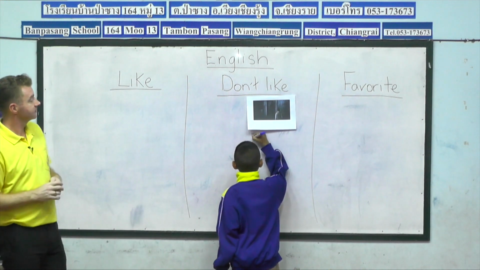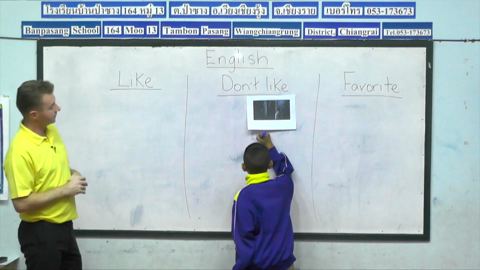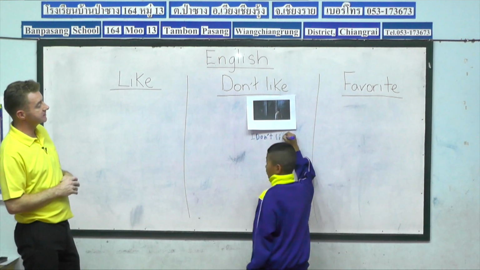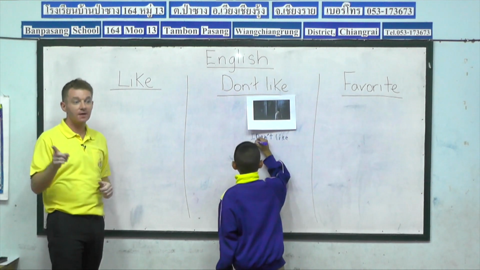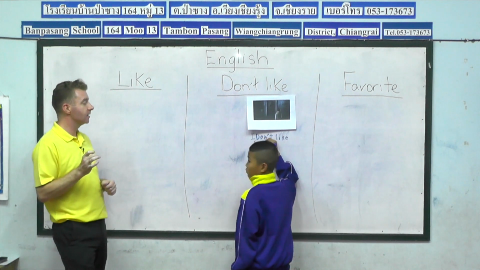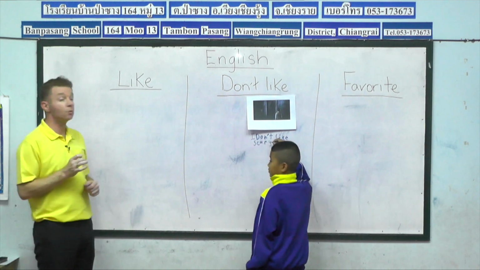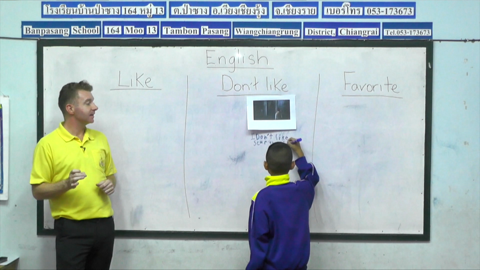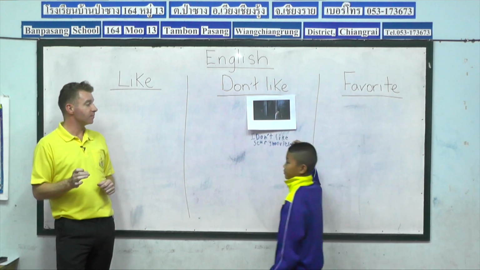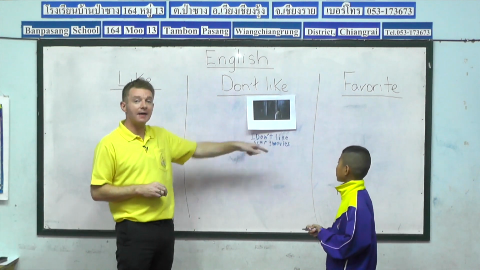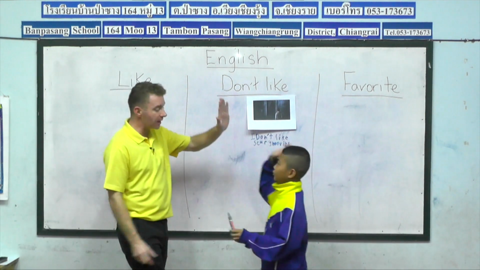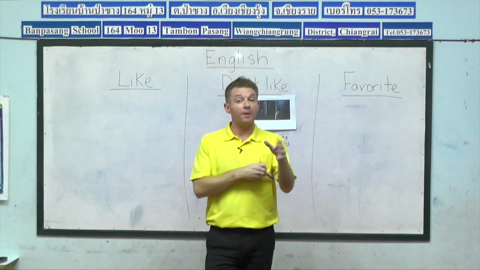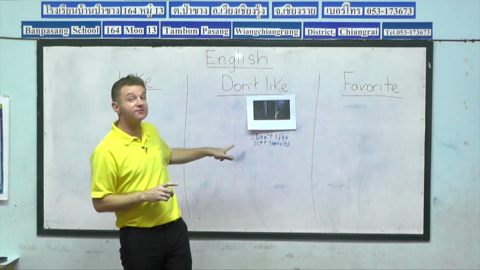I, and then the phrase don't like, D-O-N-T, like, scary movies. So how do we spell scary, guys? S-C-A-R-Y. And movies, M-O-V-I-E-S. Perfect, Pangpon. So one time, I don't like scary movies. Excellent, Pangpon. Big round of applause for Pangpon, please, guys. So Pangpon has correctly expressed his preference. I don't like scary movies.